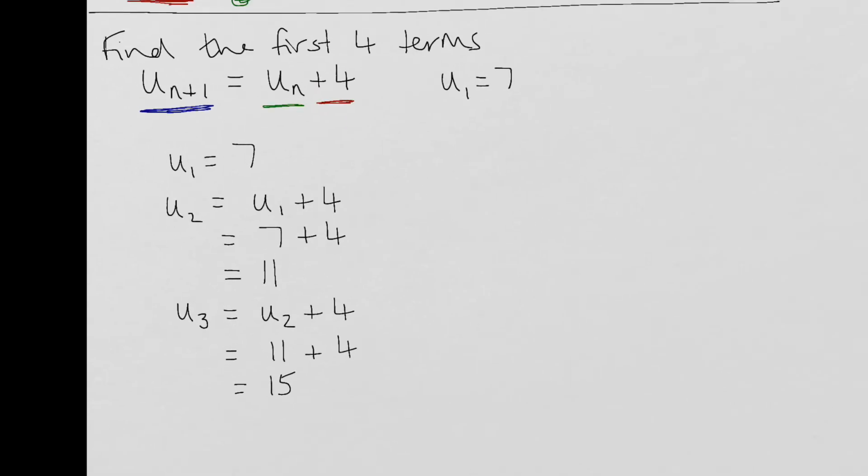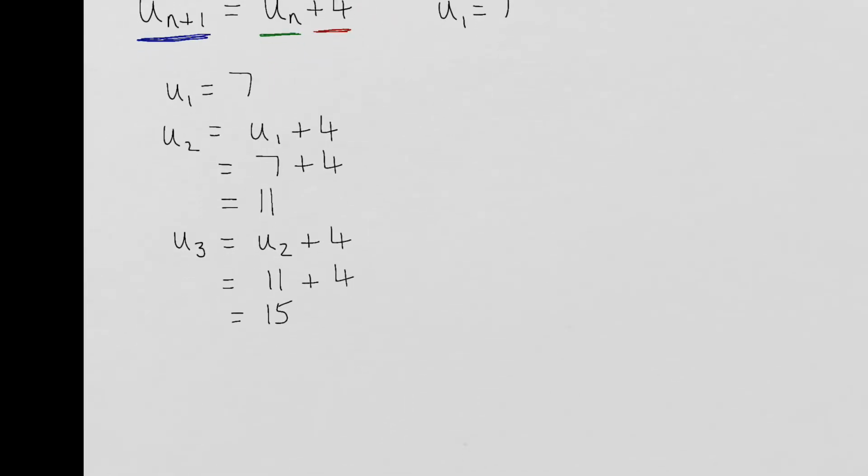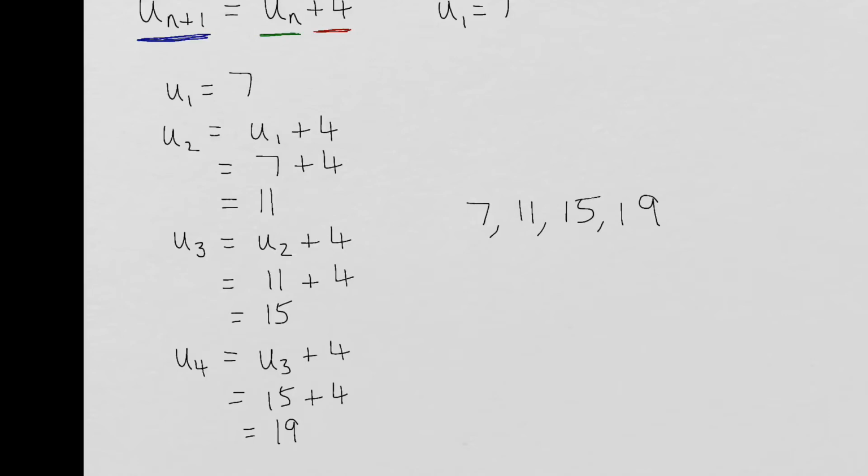The question asked me to find the first 4 terms, so if I want to find U4, oops, wrong one. That would be U3 plus 4, which you could see is 15 plus 4, and that will give us an answer then of 19. So that's the basics of it. So our terms in order are 7, 11, 15 and 19. A question could go further to say, find the sum of the series, or some sort of work to do with an arithmetic sequence, but that's just the basics of a recurrence relation.